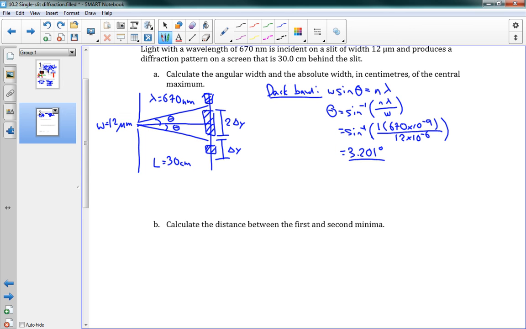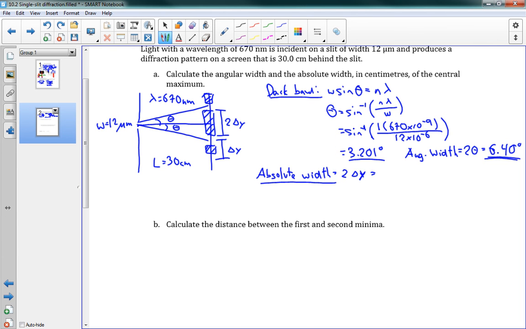So our angular width is 2 theta, which is going to be 6.40 degrees. So that's our angular width. That's that part done. Now we want to find the absolute width. Well, this is going to be our 2 delta y.